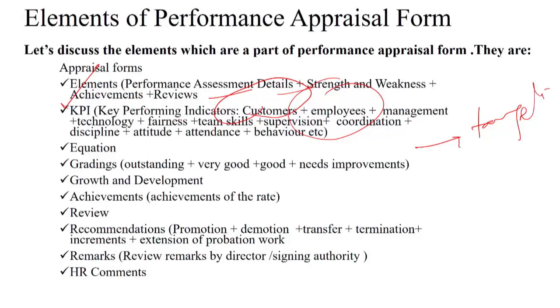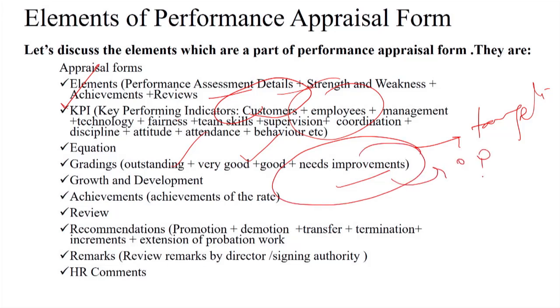Then there are different equations set to find out the different assessment levels. Then the gradings are done, whether the person is good, outstanding, or needs improvement. If anybody gets needs improvement, that means the appraisal is not good enough. But if it is outstanding, that means the person is stellar and has performed very well over the period of time. Then growth and development: whether the person has shown growth over the period of time, whether the signs of improvement are there or not. All those things are also checked.